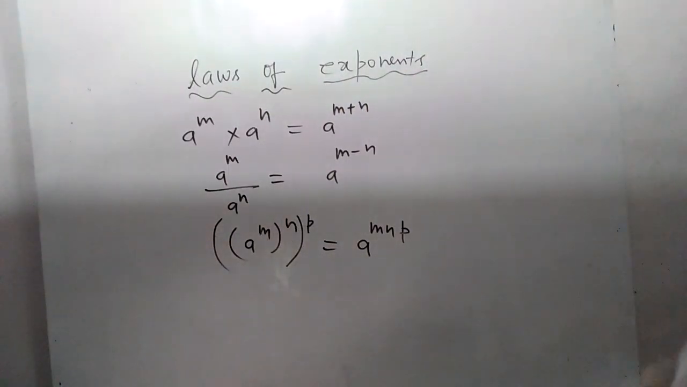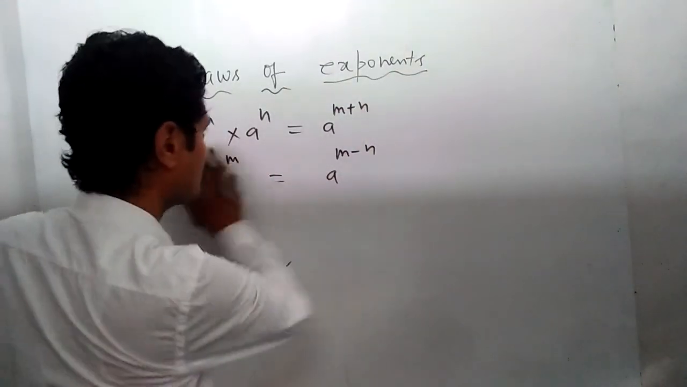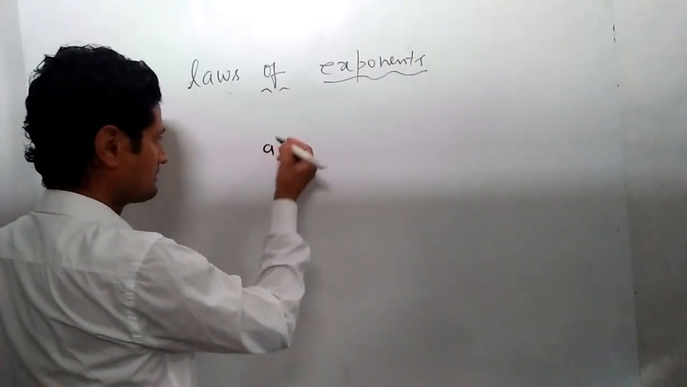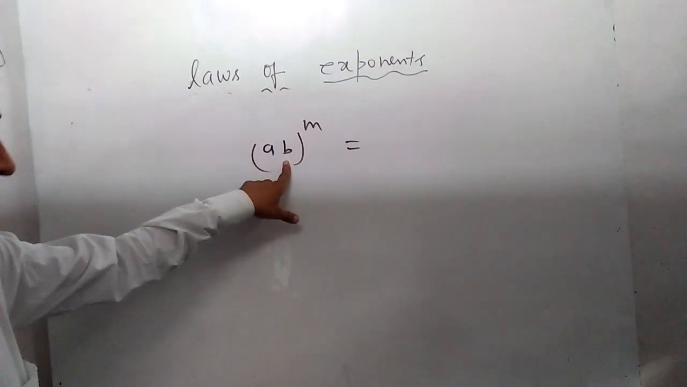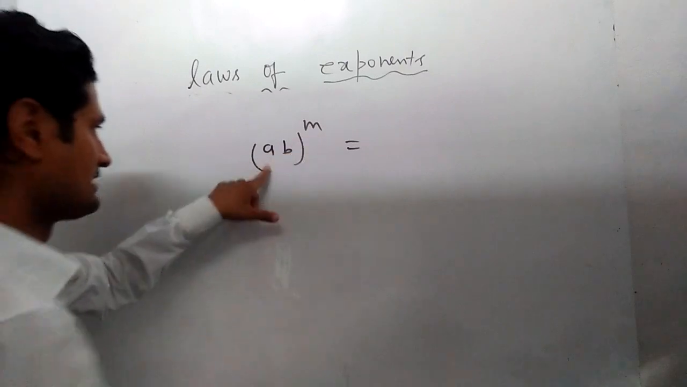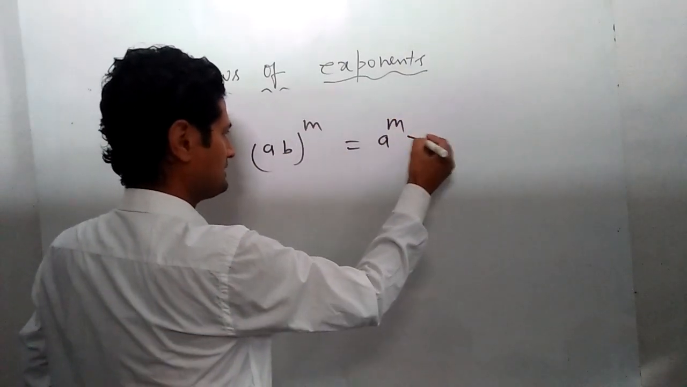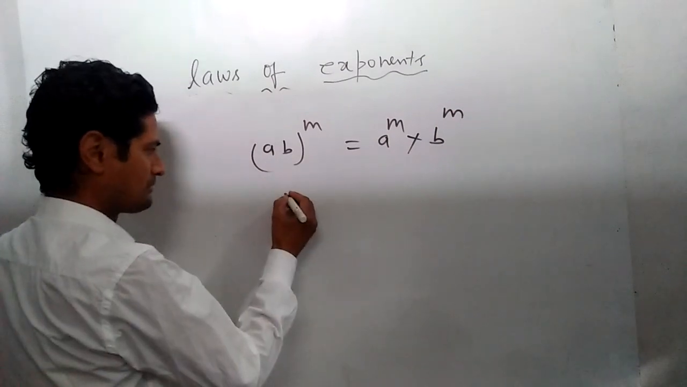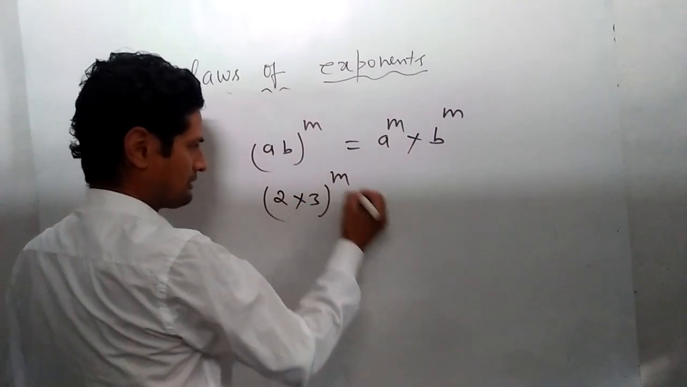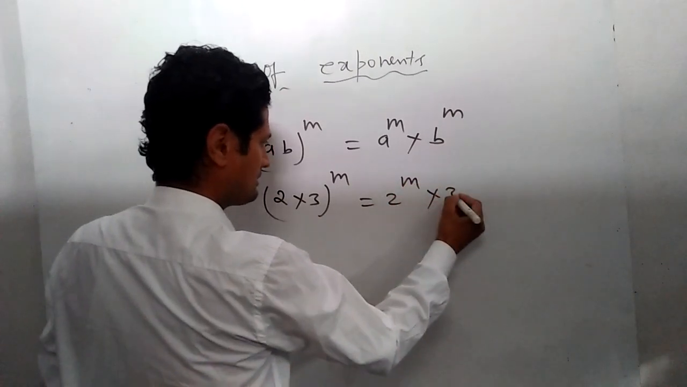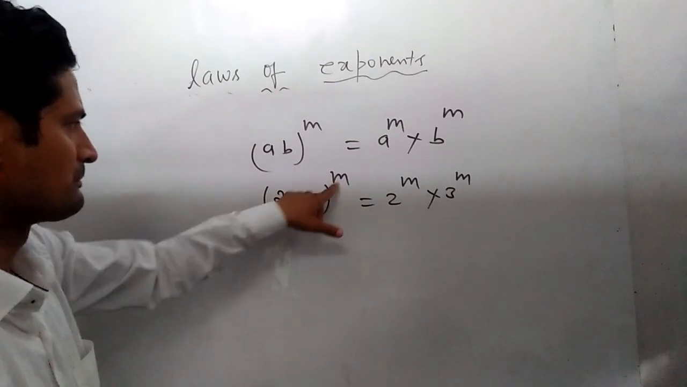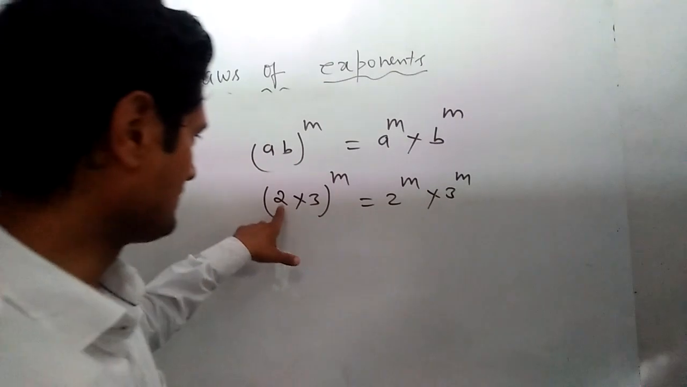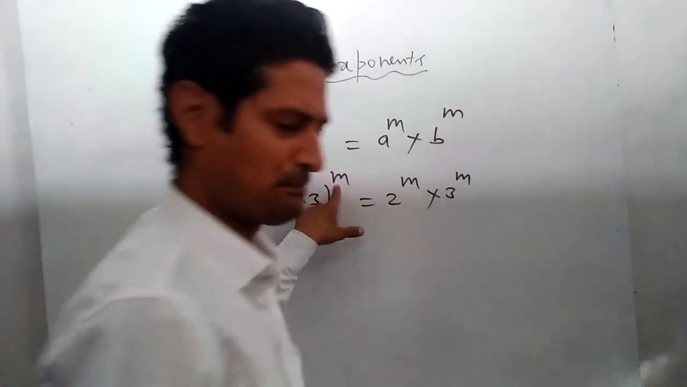Some laws are also like ab to the power m. Suppose there are two factors of a number and the power is the same, then we can write a to the power m into b to the power m. Like suppose 2 into 3, whole to the power m. It means 2 to the power m into 3 to the power m. We have to take different numbers but with the same power.